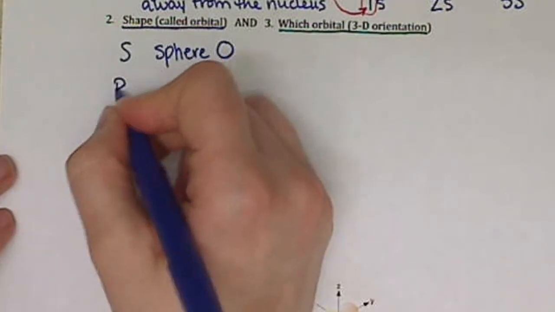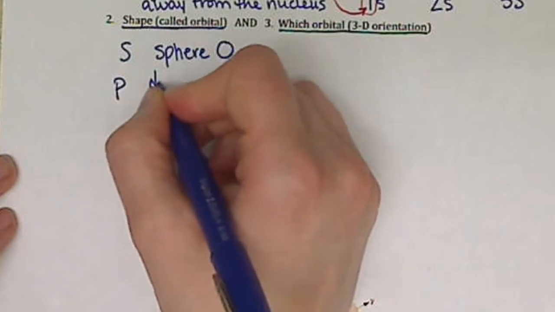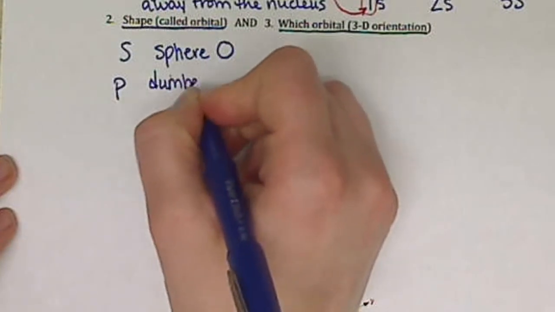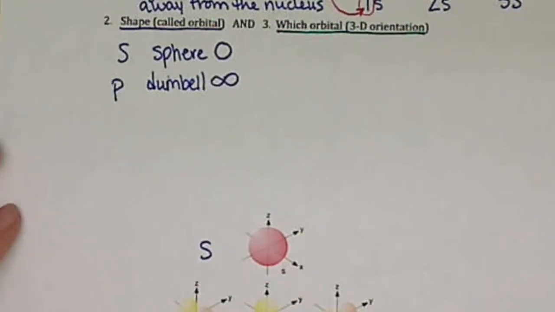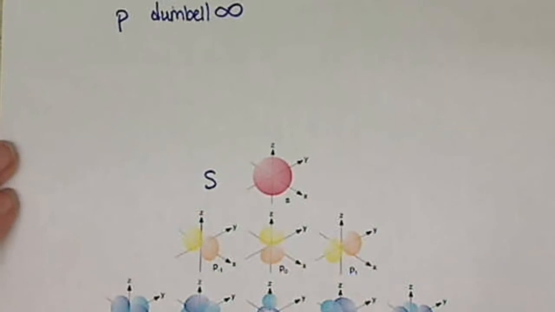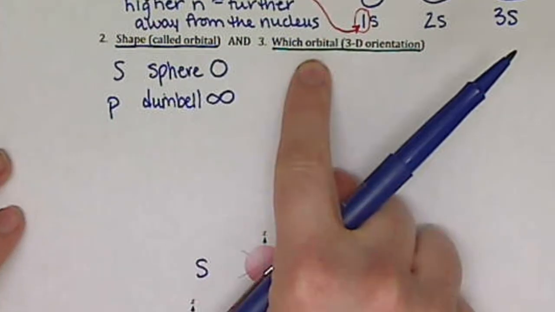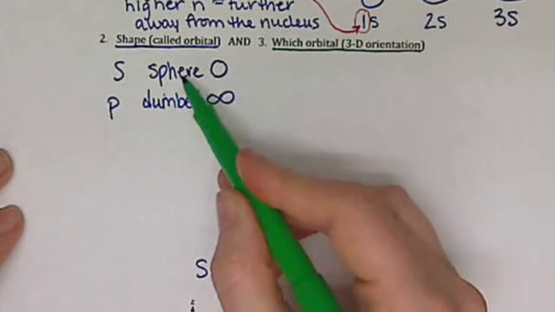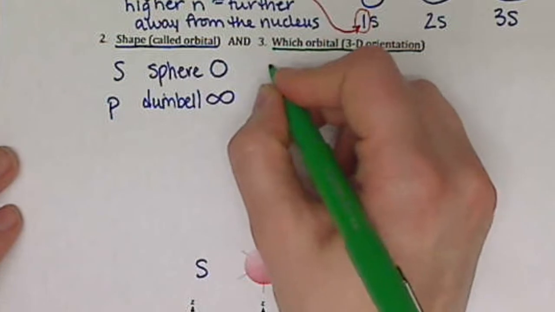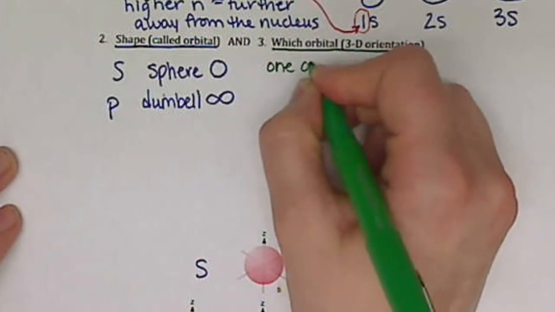We have the p orbitals, which are dumbbell shaped. I draw it like a figure 8 or the infinity symbol, if you know what that is. We'll just do orientation at the same time. There's only one orientation, one way to rotate a sphere in space. So the 3D orientation of our sphere is there's just one orientation.